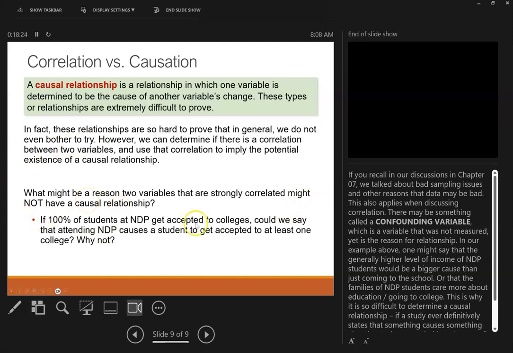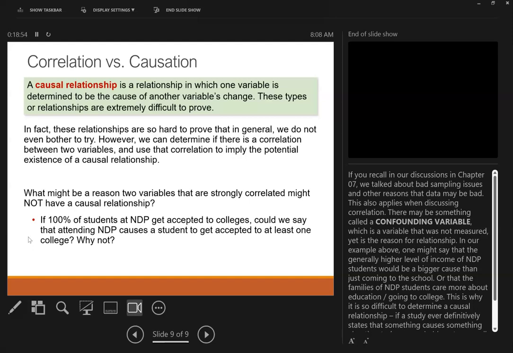So here's another example. If 100% of students at NDP get accepted to colleges, we could easily say that attending NDP causes a student to get accepted to at least one college. Are we talking about correlation or causation here? I think this is a correlative relationship.